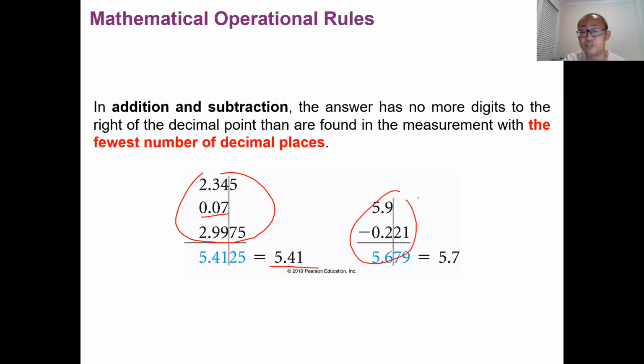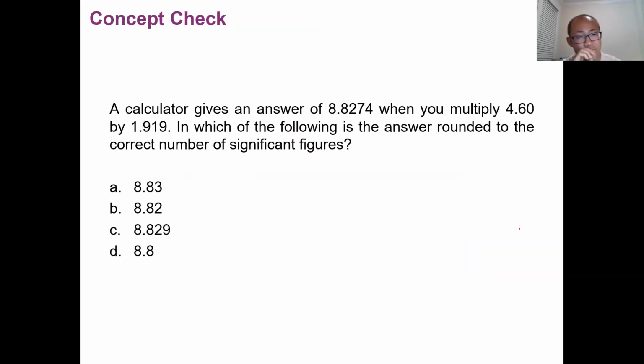Okay, here these 2 numbers are subtracted from each other. This number has only 1 decimal. The final answer has only 1 decimal. Okay, again, you need to round up or down. But keep in mind, when it comes to addition and subtraction, you keep the fewest number of decimals of the number that has the fewest decimals. This number has 2 decimals, final answer 2 decimals. This number has 1 decimal, final answer 1 decimal. Okay, that's the calculation, how to count the number of sig figs and also how to round. Let's do a quick concept check.